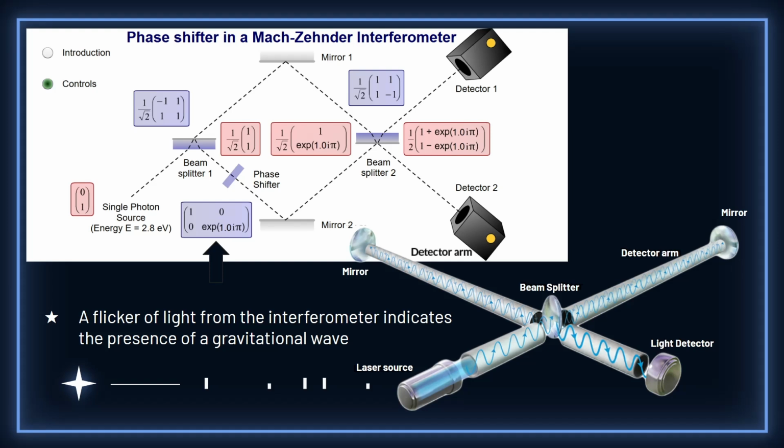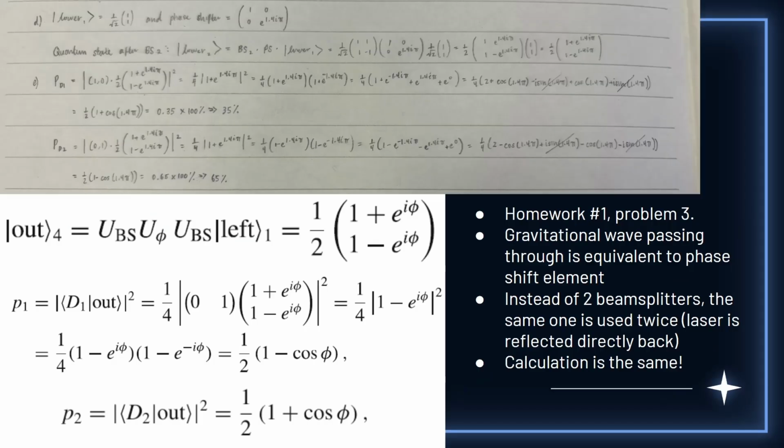This distortion in space is equivalent to a phase shift of phi, similar to the MZI. Therefore, the output state of the photon in LIGO with the presence of a gravitational wave can be described as a matrix with the phase shifter factor e^(iφ). To determine phi, we first calculate the probability of detector 1 and 2 using the Born rule, which we can see here. We can also see that the calculation is exactly the same as homework 1 question 3.